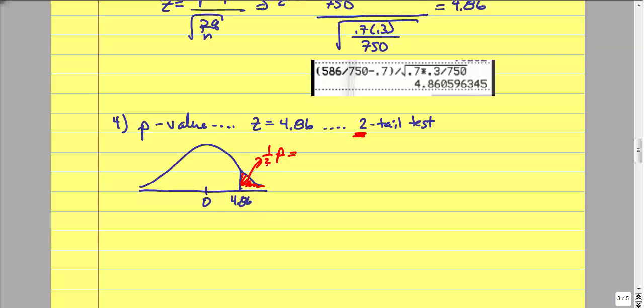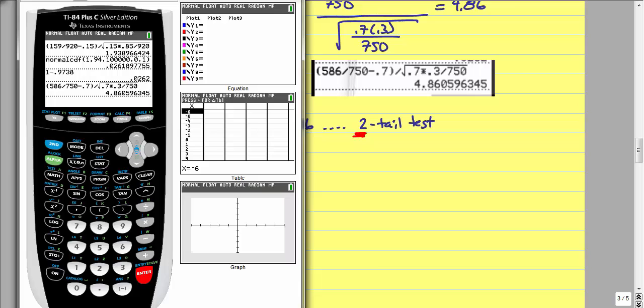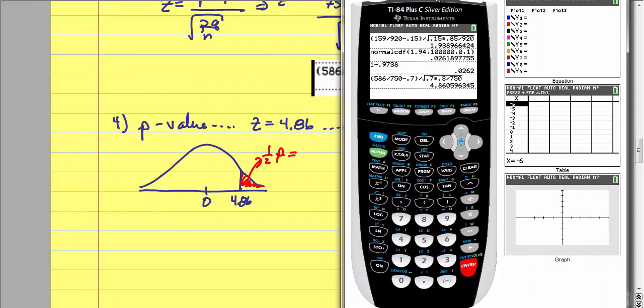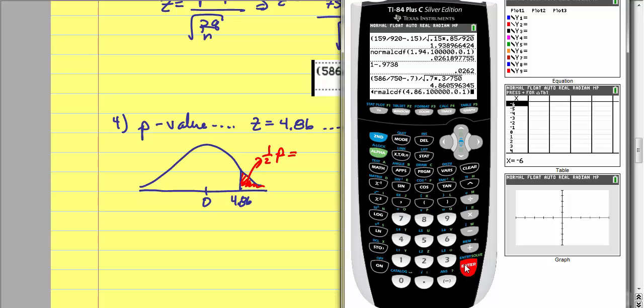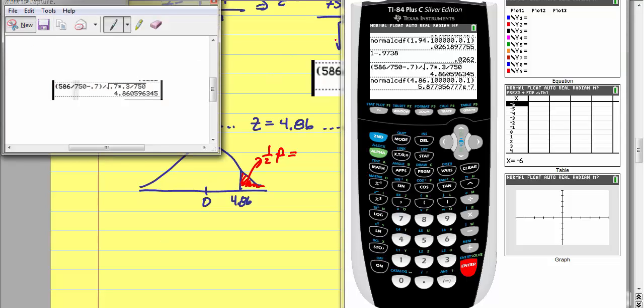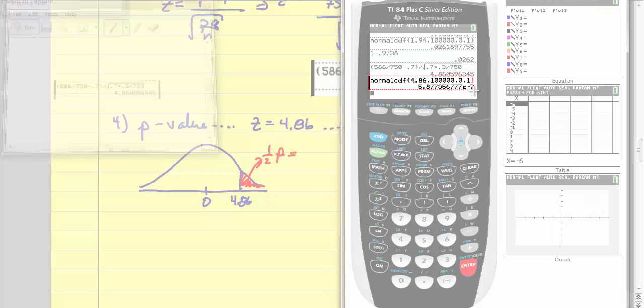If I want to find the area beyond 4.86, I could use my calculator, so let's try that option first. That would be under 2nd DISTR, normalcdf. The lower bound would be 4.86. My upper bound would be 100,000. My mean is 0 and my standard deviation is 1. I get a very, very small number here. Now this is written in scientific notation, so we have to make sure that we interpret that correctly.